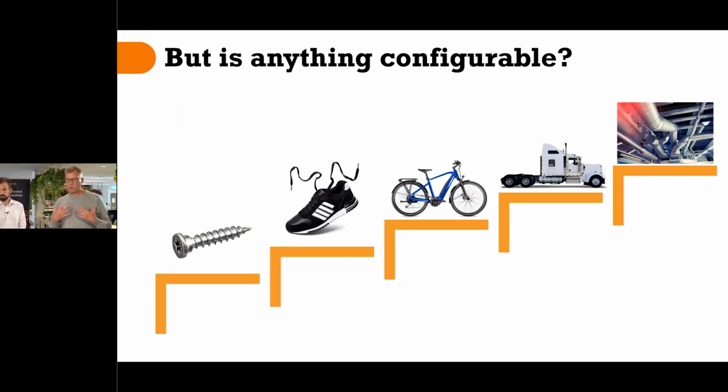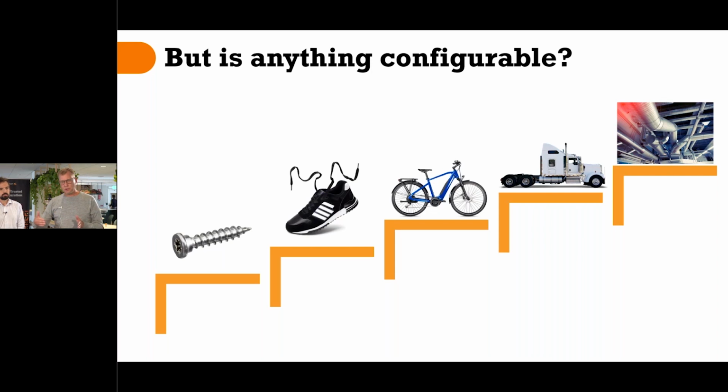But one of the objections that we get from our customers is really, is anything configurable? My products are so complex, it's impossible for a configurator to be able to handle that. Well, we say, think again. Of course, products are different in complexity. If you think about a screw or a shoe, the level of variance is quite small. Maybe you have a color change, color differentiation, and so forth.